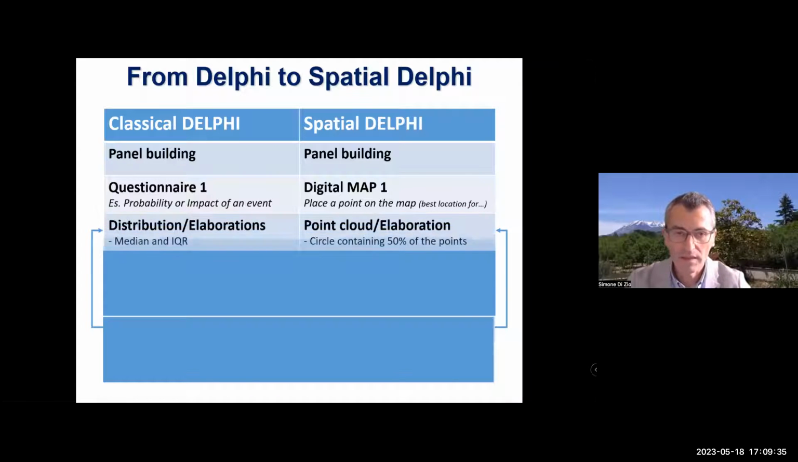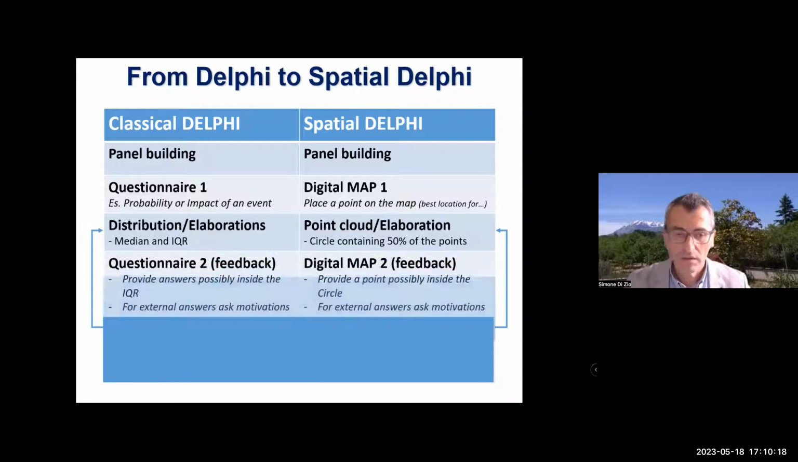After that, in the classical Delphi, you get a statistical distribution of answers, and on this distribution you can calculate statistics such as the median or the interquartile range. In our case, in the Spatial Delphi, we get a cloud of points. On this cloud, we calculate a circle containing 50% of the points, because 50% is the analogue of the interquartile range. So we have half the distribution of answers.